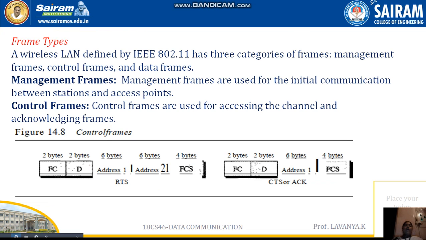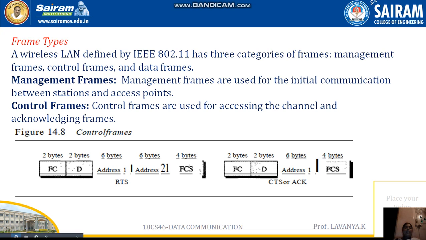The next one is frame type. The frame types in wireless LAN are defined by the IEEE 802.11 specification. It has three categories of frame: the management frame, the control frame, as well as the data frame. The management frame manages the initial communication between the stations as well as the access point. Control frames are used for accessing the channels as well as for acknowledgement frames.